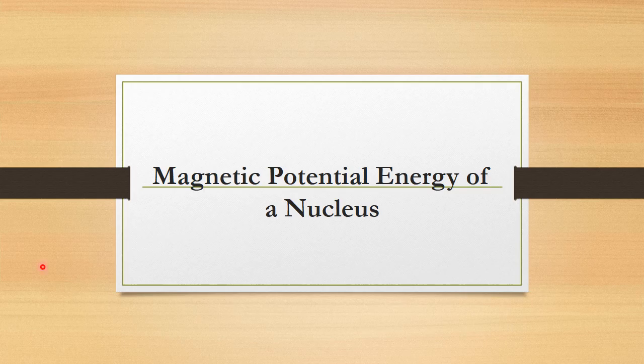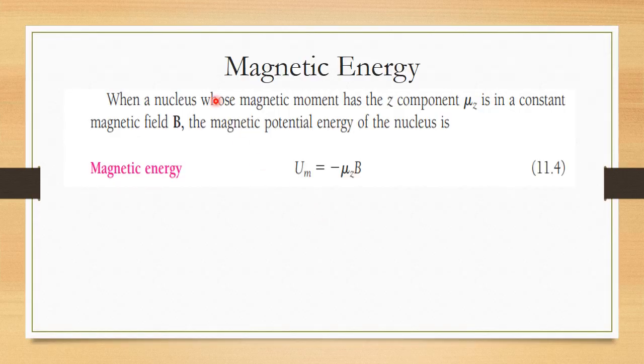Hello students. Our next topic is magnetic potential energy of a nucleus. How does a nucleus gain some magnetic energy? So what is magnetic energy? When a nucleus whose magnetic moment has a Z component mu Z is in a constant magnetic field, then the magnetic potential energy of the nucleus is Um equals minus mu ZB.